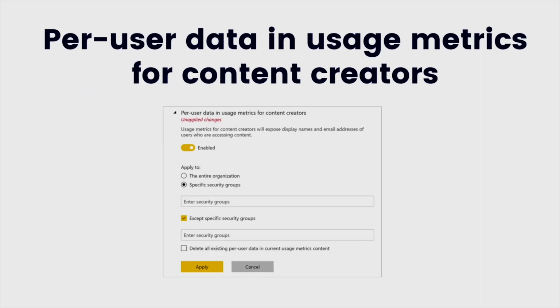Per user data in usage metrics for content creators. Well, this is another option. In the same window, you can enable or disable it, or you can also enable it for the entire organization or a specific group. And as it says, usage metrics for content creators will expose display names and email addresses of users who are accessing the content. So please make sure that you really want to do it or you don't want to do it.